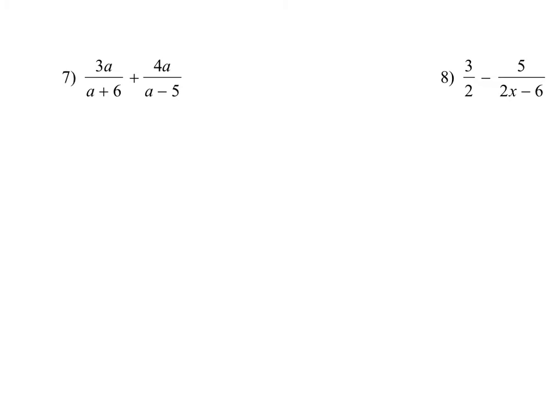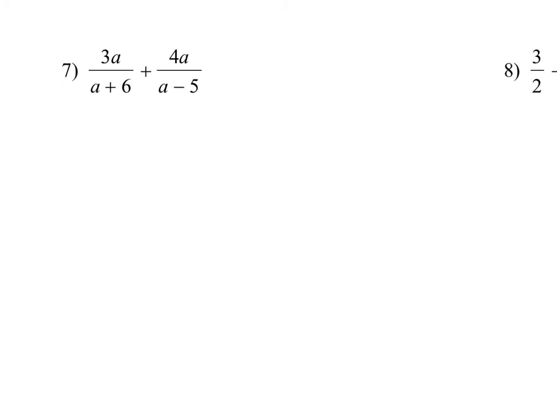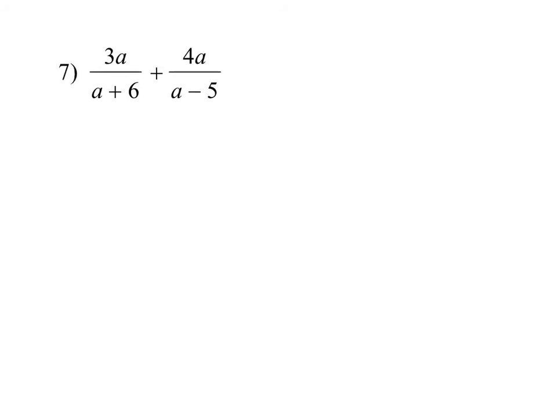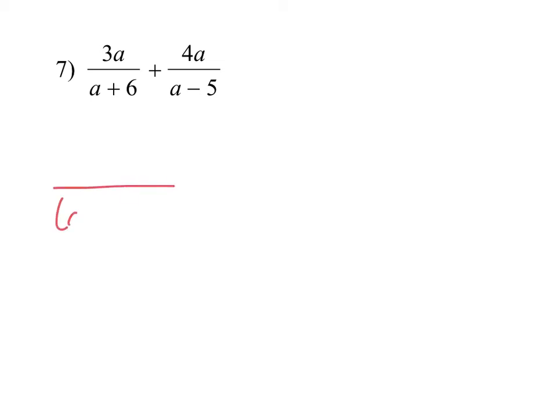All right, a few more expressions to simplify here. Adding two fractions. So again, we're going to need to get a common denominator. One of the denominators is a plus 6 and the other is a minus 5. I'm just going to have to use them both since they don't have any common factors. We're just going to use both of them: a plus 6, a minus 5, and we're just going to do some simplifying.